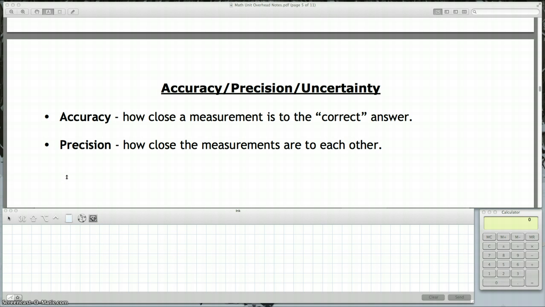Precision is easy to see. It's how close the measurements are to each other. A lot of times in science we will do multiple trials. If you keep getting very, very similar numbers every time you repeat an experiment, it has good precision.